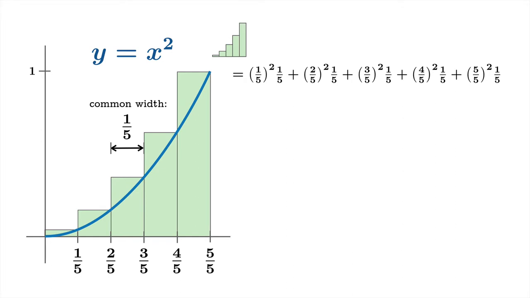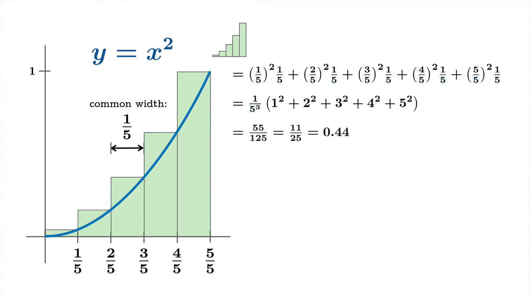Let's do some algebra here. We'll notice that there are plenty of factors of 5. And in fact, there are 3 factors of 5 in each term. So we'll pull out 1 over 5 to the third, and that leaves a simple sum of squares. And we actually calculated that a moment ago. So it's going to be 55 and then 125 in the denominator. So here we have the combined area of these 5 rectangles is 0.44.